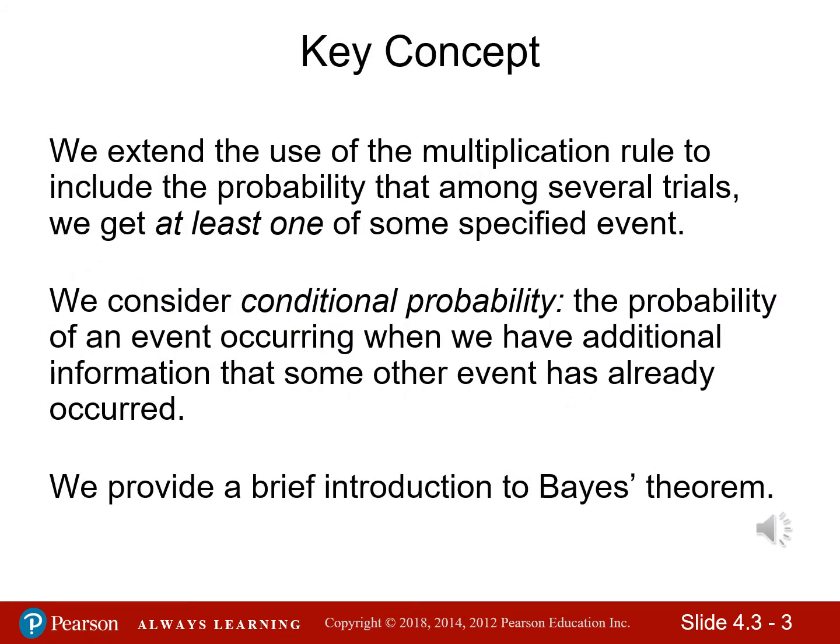In this section, we extend the use of the multiplication rule to include the probability that among several trials, we get at least one of some specific event. We consider the conditional probability, the probability of an event occurring when we have additional information about some other event that has already occurred. And finally, we provide a brief introduction into the Bayes theorem.